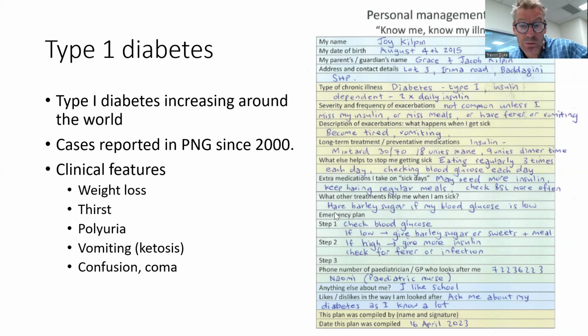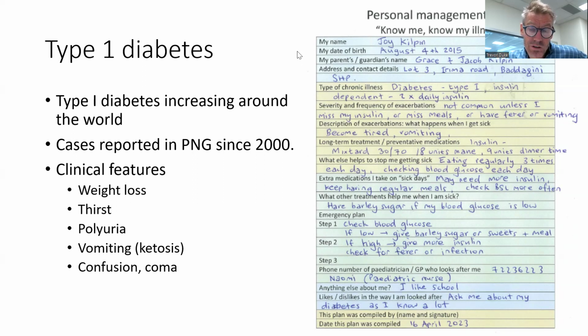And the emergency plan is to check her blood sugar. If it's low, give barley sugar or sweets or a meal. If it's high, give more insulin and check for fever or infection. And these are the contact details of the paediatrician or the nurse who was looking after her. And as I said, it helps to know something else about the child. She says she likes school, and she also says, ask me about my diabetes because I know a lot.